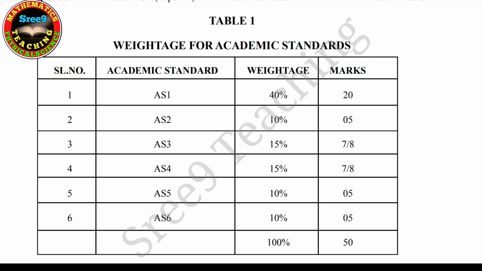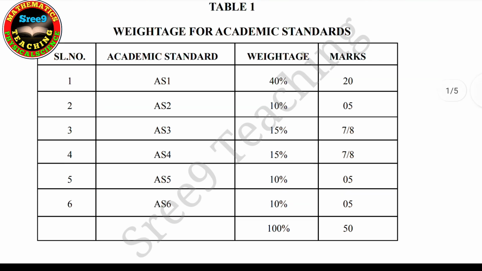And academic standard 5, that is drawing, that is for figures, drawing the figures or identifying the mistakes or labeling the diagram. For all that you have 10%, that is 5 marks. And academic standard 6 is nothing but daily life applications. So for that 10% means 5 marks. So totally how many marks you will have? 50 marks. Okay, so no internal marks, only the question paper marks. So this is about the weightage for academic standards.